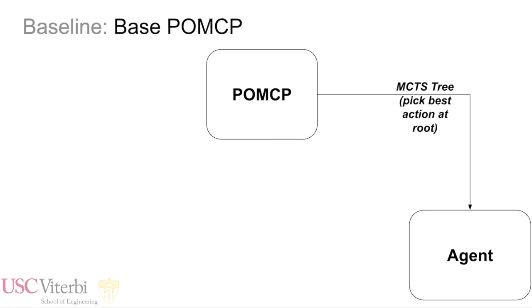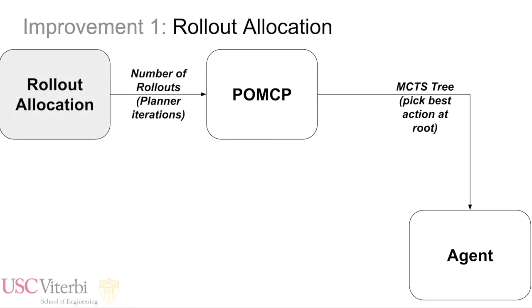So with this background, here is our baseline POMCP planner. We call the planner, get the MCTS tree, and pick the best action at the root for the agent to execute. We will now describe our three contributions over this baseline. The first contribution is the dynamic allocation of rollouts to the POMCP planner.